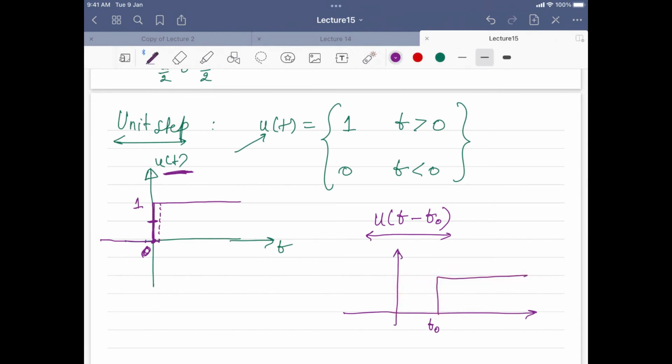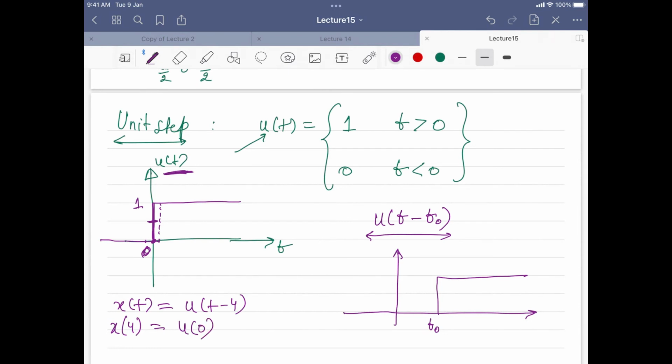And why is it happening? Because you can do it like this. Let us say you have u of t minus 4. If you want to calculate this, what is the value of x of 4? The value of x of 4 will be the same value which is at u of 0.